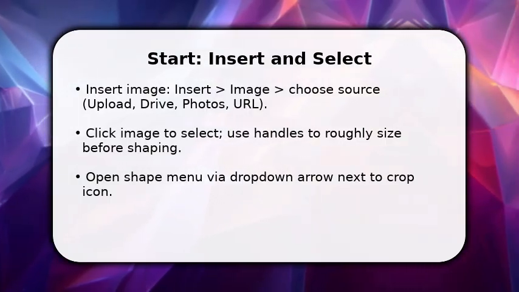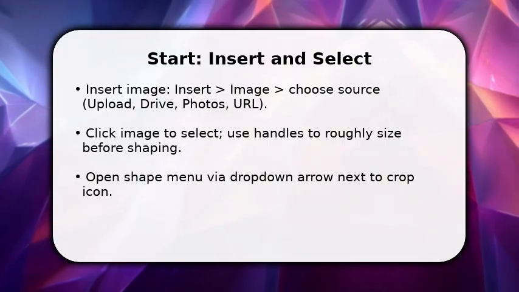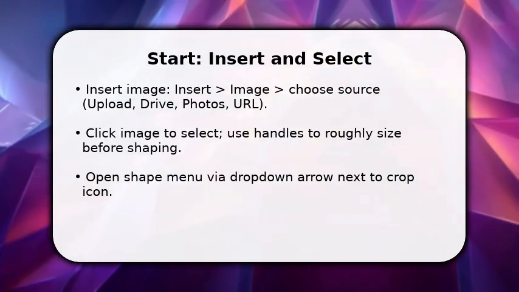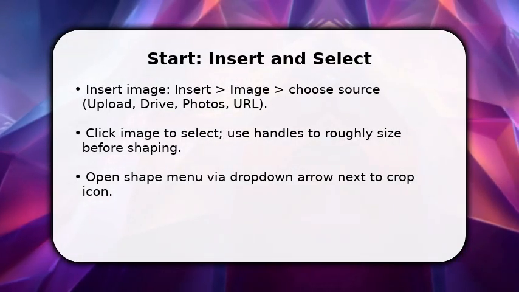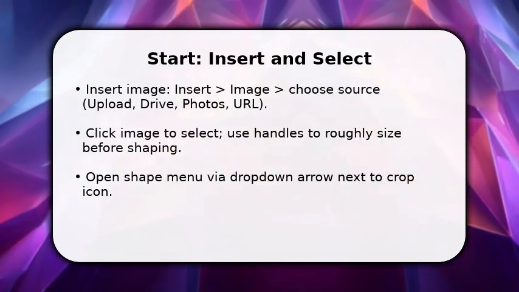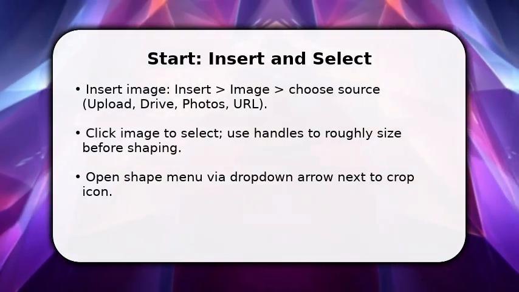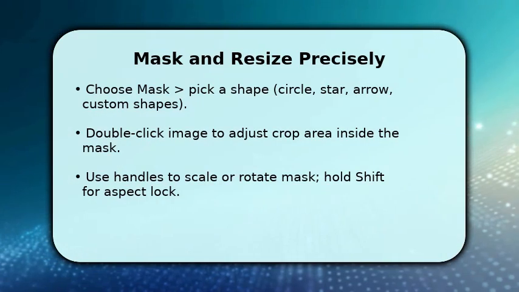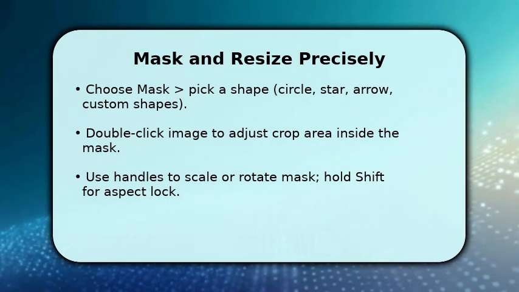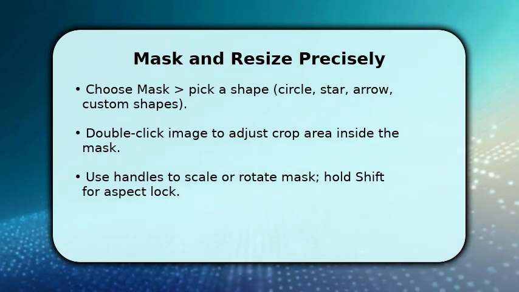Make sure to size the image roughly where you want it before masking, because masking preserves the frame. Now open the small drop-down next to the crop icon to access the full list of shapes you can apply to this image. Choose Mask and pick the exact shape you want. This is how you change an image's outline in Google Slides.